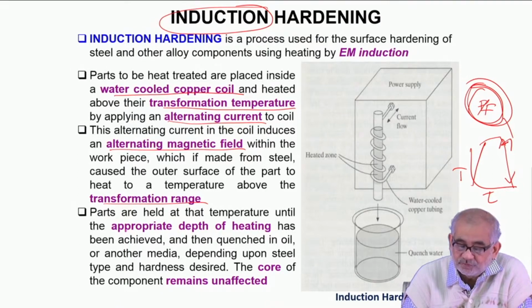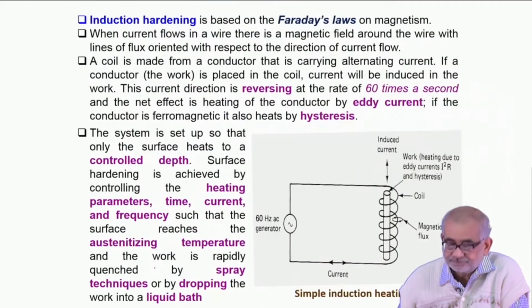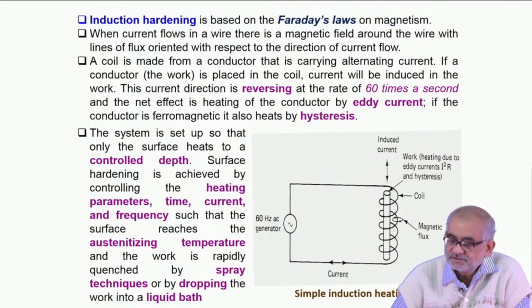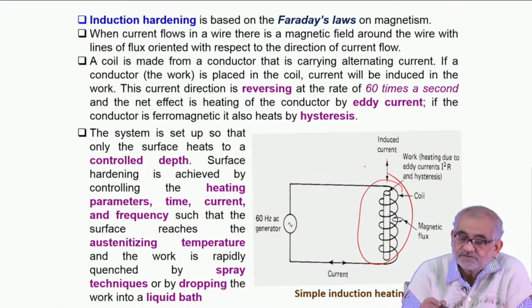So we can control more precisely here the exact depth of heating. The core remains unaffected, but the surface goes to a temperature above austenitizing, and then subsequently we quench in oil or maybe some other media. So this is exactly the arrangement that I was talking about.